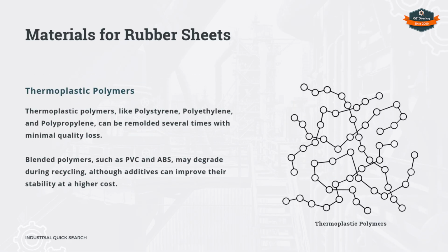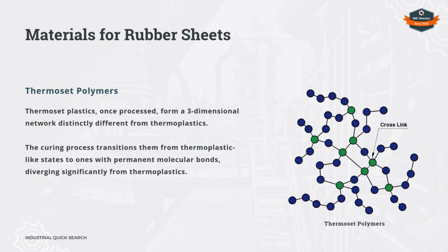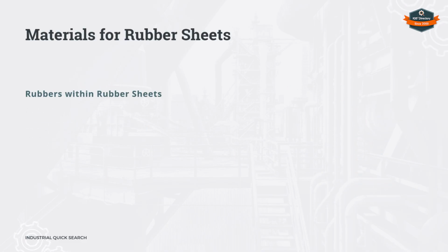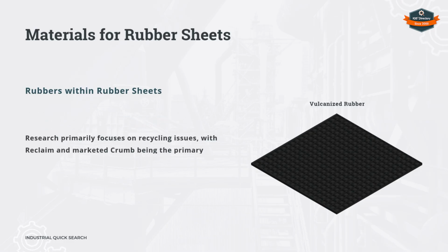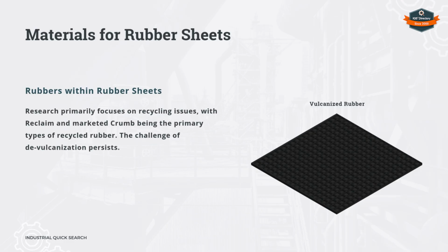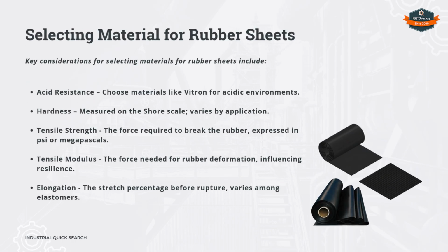Thermoplastic polymers. Thermoset polymers. Rubbers within rubber sheets. Compounding ingredients. Selecting material for rubber sheets.